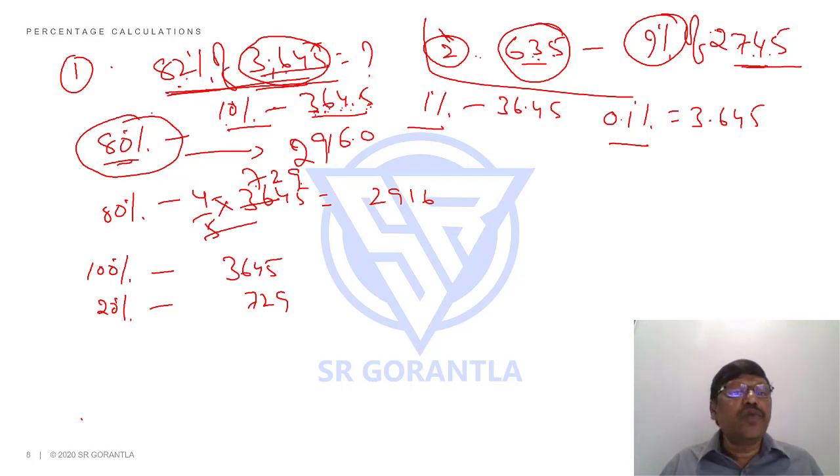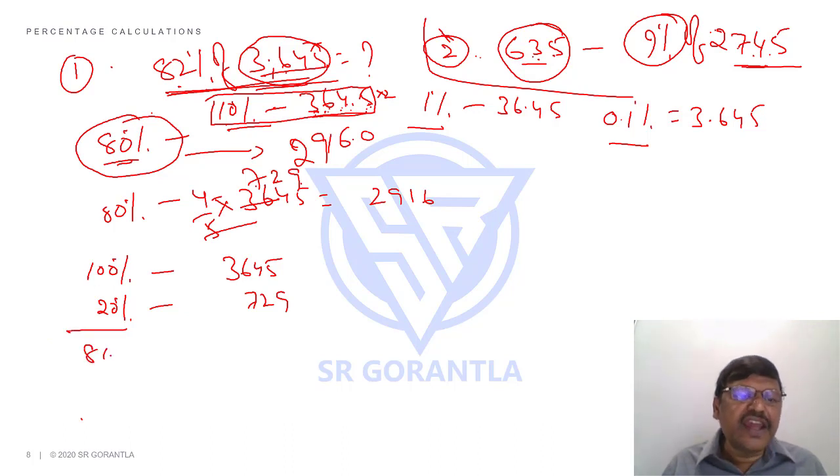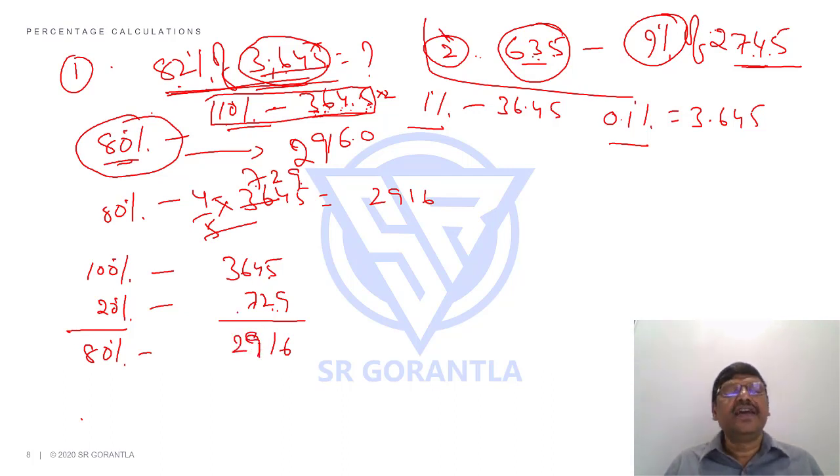Right? I repeat what I have done. 10% is 364.5. 20% means double of this. Double of this will be this. What is 100 minus 20? 80%. Right? What is this? You see, 29 plus how much is 45? 16, 2916. You might have watched the video on subtraction. This is another way you can calculate 80%.